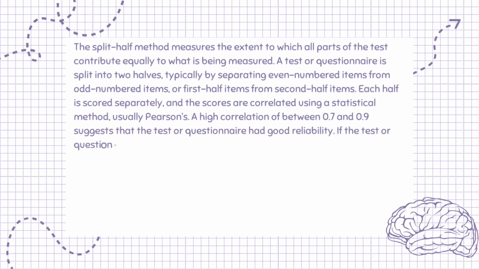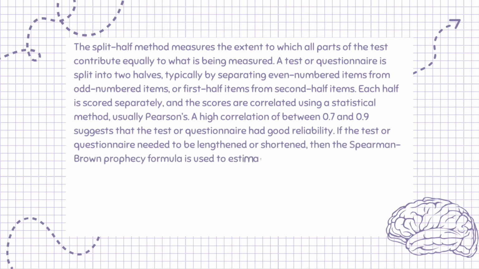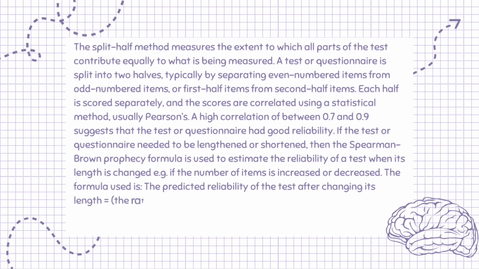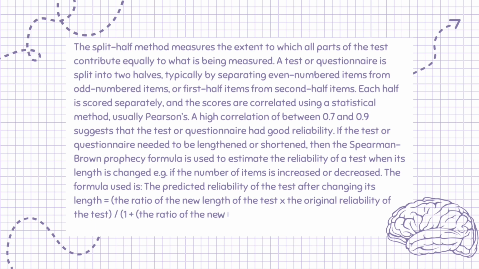If the test or questionnaire needed to be lengthened or shortened, then the Spearman-Brown prophecy formula is used to estimate the reliability of a test when its length is changed, e.g., if the number of items needs to be increased or decreased. The formula used is: the predicted reliability of the test after changing its length equals the ratio of the new length of the test multiplied by the original reliability of the test, divided by 1 plus the ratio of the new length of the test minus 1, multiplied by the original reliability of the test.